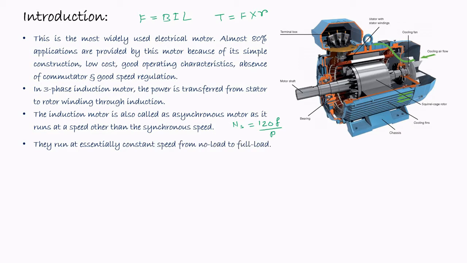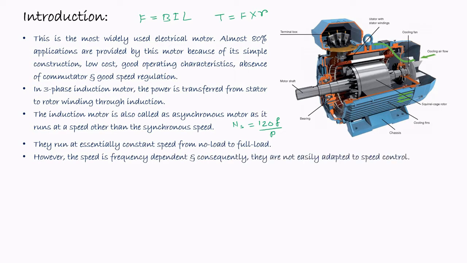Induction motor is basically considered a constant speed motor because the speed does not change rapidly from no load to full load condition. Therefore, the speed regulation is very good for this type of motor. However, the speed of the induction motor is frequency dependent. So, by changing the frequency, you can change the speed of the motor, but it is not an easy task. For that, we have to implement some electronic devices to control the speed of the motor by changing the frequency.